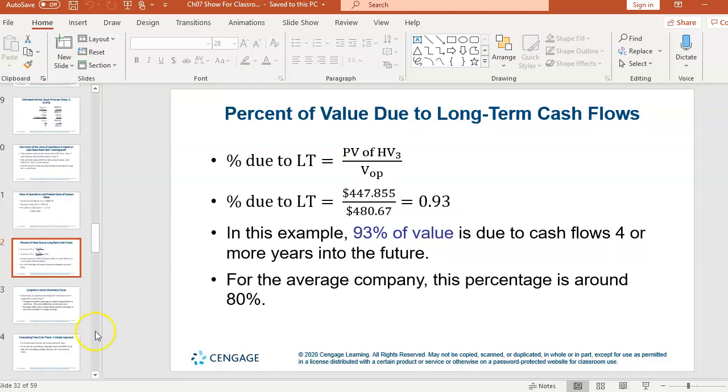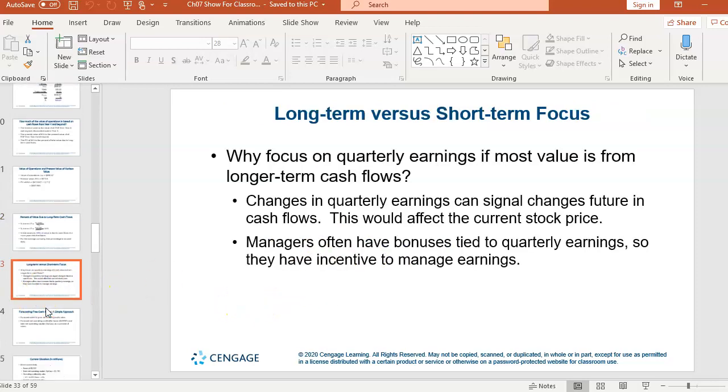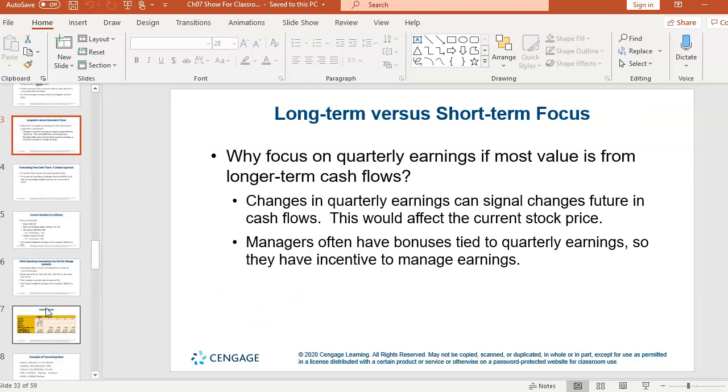Now, what they're doing here is saying, what percent of the value that we just calculated was based on future cash flows from that constant growth model? 93%. So years 1, 2, and 3 only had 7% of the value. 93% of the value of this company was from the 5% growth after year 3 and forward. It says for the average company, it's about 80%. Okay, so long-term versus short-term focus.